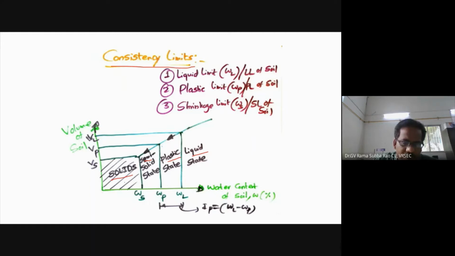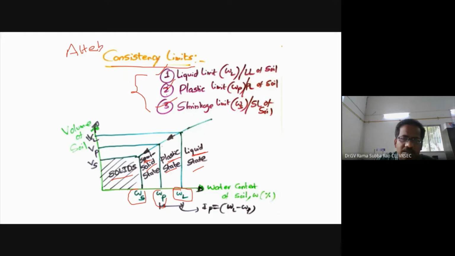Here you see the water content. This is the liquid limit, WL: the water content at which the soil changes from liquid to plastic state. And here you see the plastic limit, the water content at which the soil changes from plastic to semi-solid state. Now we have the shrinkage limit. Liquid limit, plastic limit and shrinkage limit, all together we call Atterberg's consistency limits.